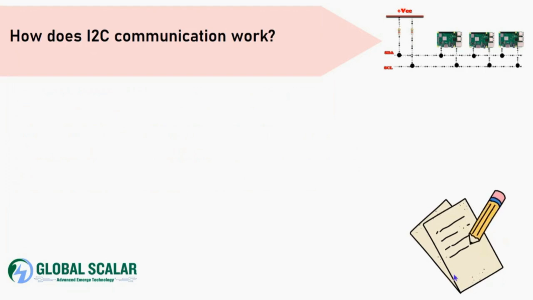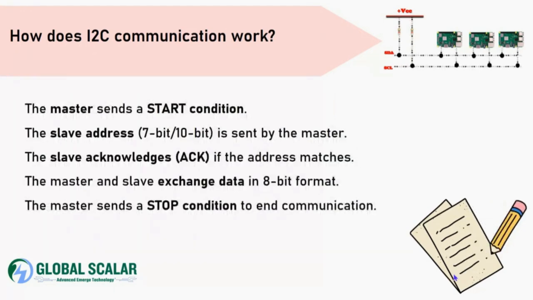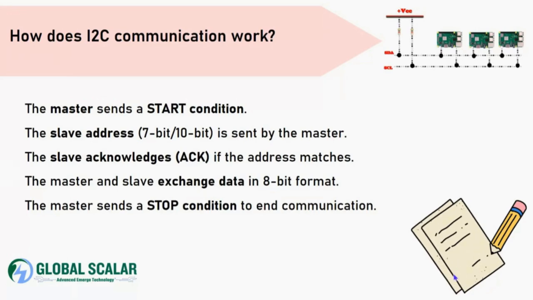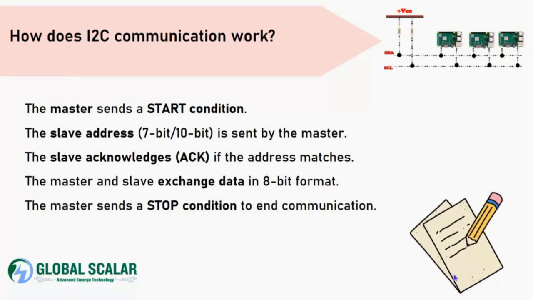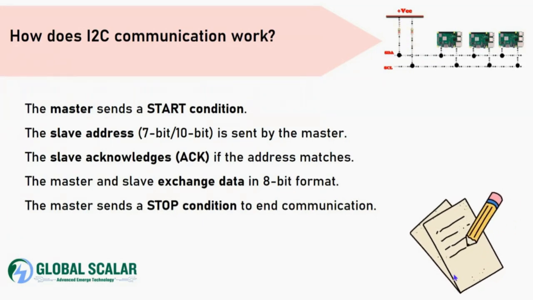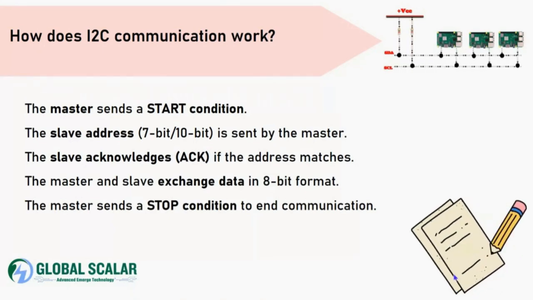How does I2C communication work? The master sends the start condition, then the slave address, 7-bit or 10-bit, is sent by the master. If the address matches, the slave will give the acknowledge. The master and slave exchange the data in 8-bit format, and the master sends a stop condition to end the communication. So that's how I2C communication works.